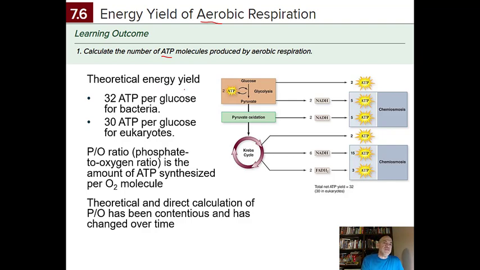So the theoretical yields for ATP from oxidizing one glucose molecule for bacteria would be 32. It is theoretically 2 less for a glucose molecule in eukaryotes. And part of the reason for that is that it costs a couple of more ATPs to get that pyruvate into the mitochondrial membrane. So we start to look here at where the ATPs came from.